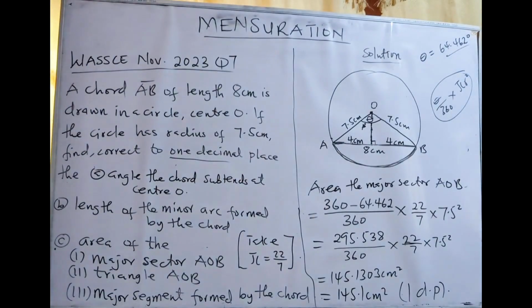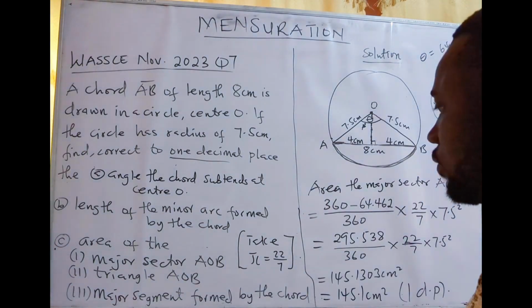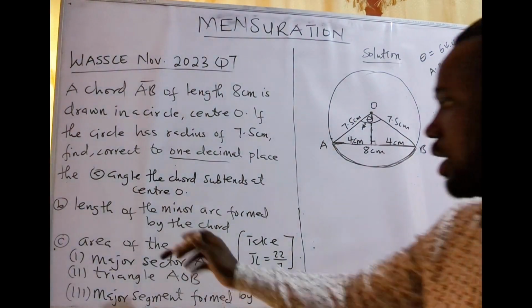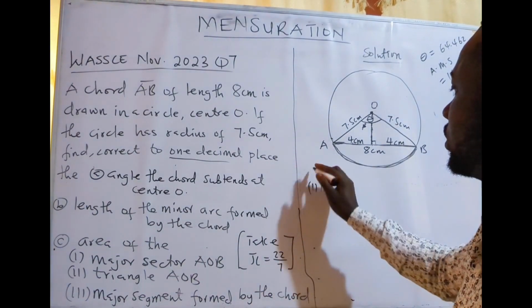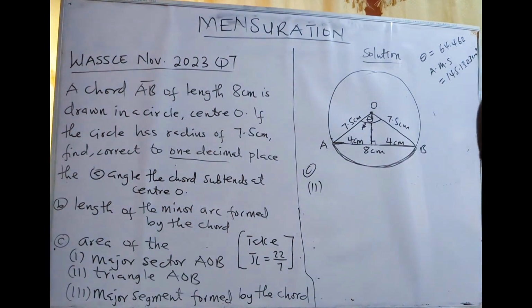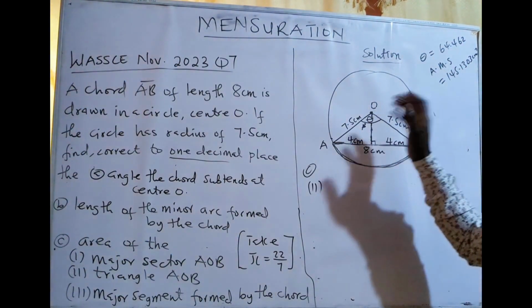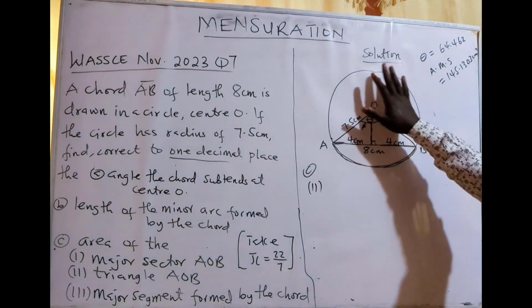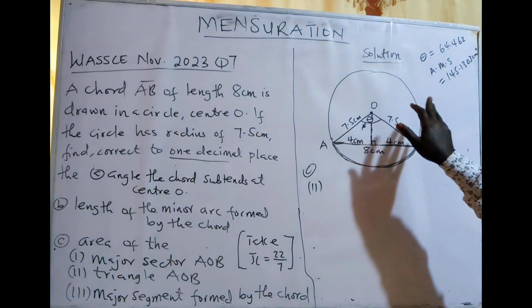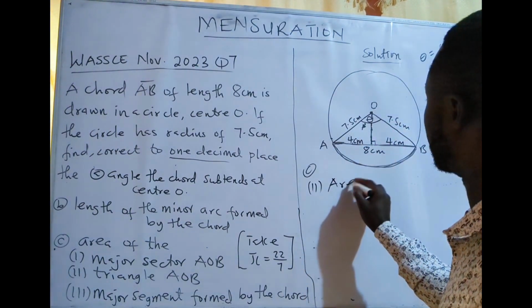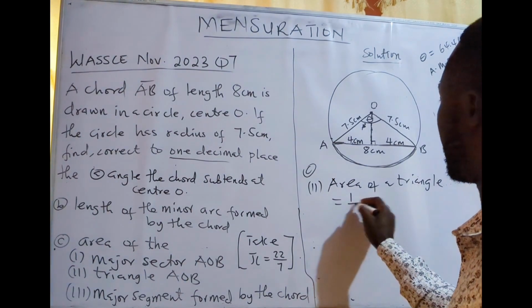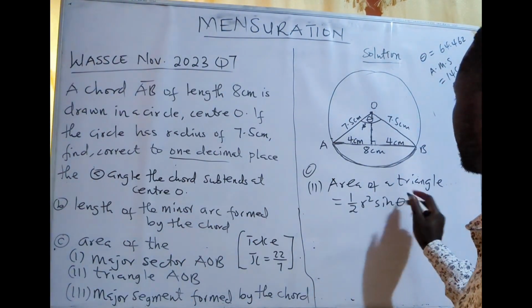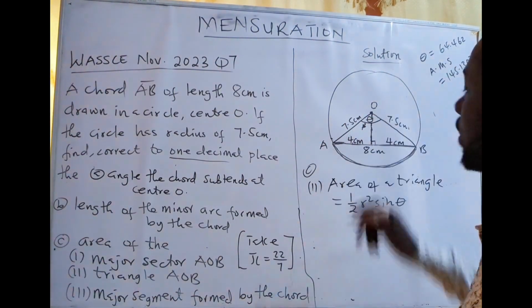Okay, so the next thing is we are asked to find the area of triangle AOB. And what is the area of a triangle? We know the area of a triangle is half base times height. But from the segment and the circle that we have learned, the area of a triangle is the same as half r squared sine theta. Okay, half r squared sine of the angle.